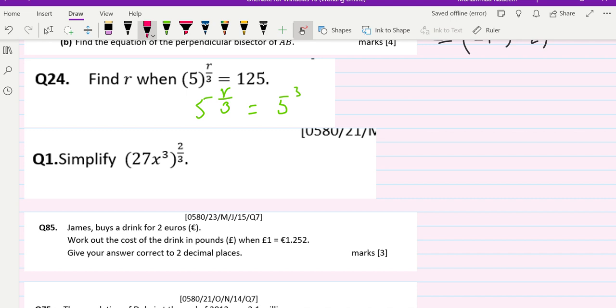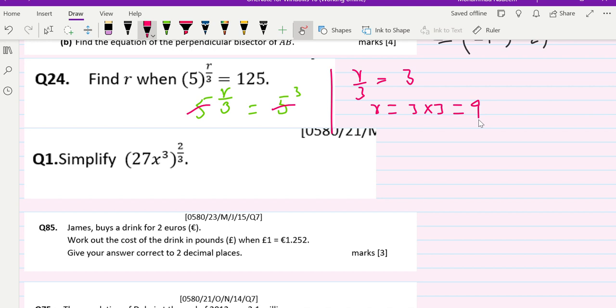When the bases are similar, they may be cancelled out. So you will be left with r over 3 is equals to 3. We need r, so this 3 is being divided. Let's shift it on the other side. It will get multiplied by 3. So r will be equals to 9, because 3 into 3 is 9.